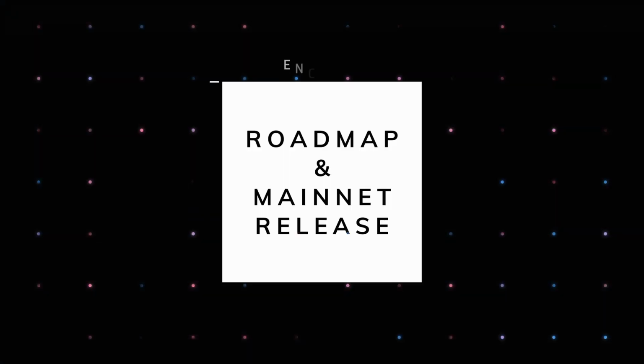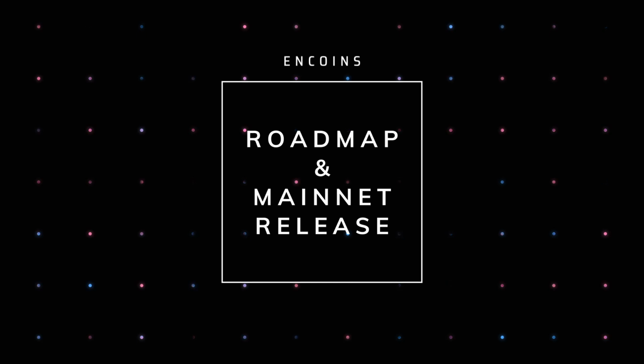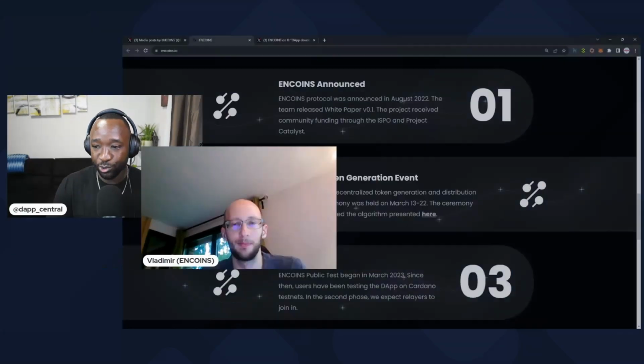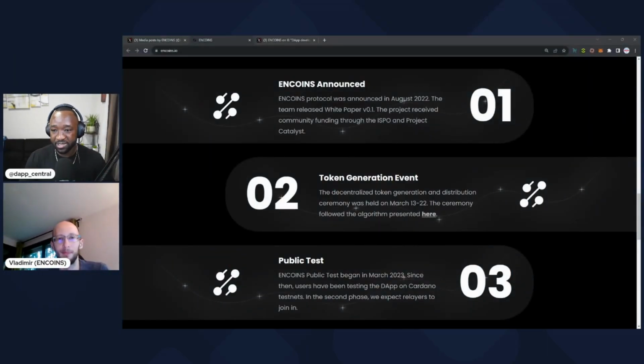Now, one thing that you touched on was the fact that you guys are right now, I believe, on the testnet with the mainnet on the cusp. So let's jump into your roadmap and where you currently stand. As it states, you have already announced ENCOINS. You have already had your TGE, or token generation event, for the ENCS token. And then you already have a public testnet. How has the experience been up until now? And then number two, when can we potentially expect a mainnet release?